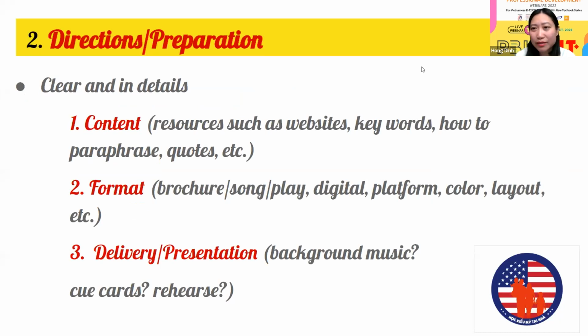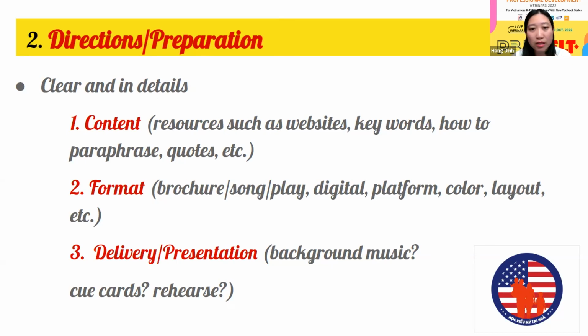And the second step is giving direction and preparation. It has to be very, very clear. I cannot emphasize that enough, because the clearer your direction, the better the product, and the less work you have to do later on. So it has to be super specific. Like where you want them to go, which website, what the keywords are when they search for the information, how to paraphrase, how to give quotes, etc. Everything that is content related for that project has to be super specific.